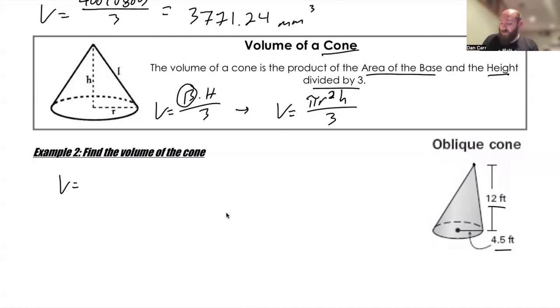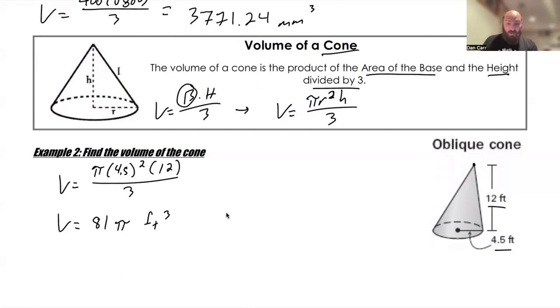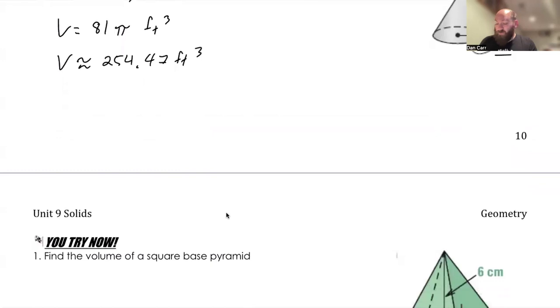In this case, my radius is 4.5 and my height is 12. So I can go right to my formula: pi times 4.5 squared times my height of 12, divided by 3. Plugging this into my calculator, I simplified a little bit, and the exact answer becomes 81 pi, and this will be cubic feet. If I want my decimal number, I plug it in and get 254.47 cubic feet. And that is going to be it for today.